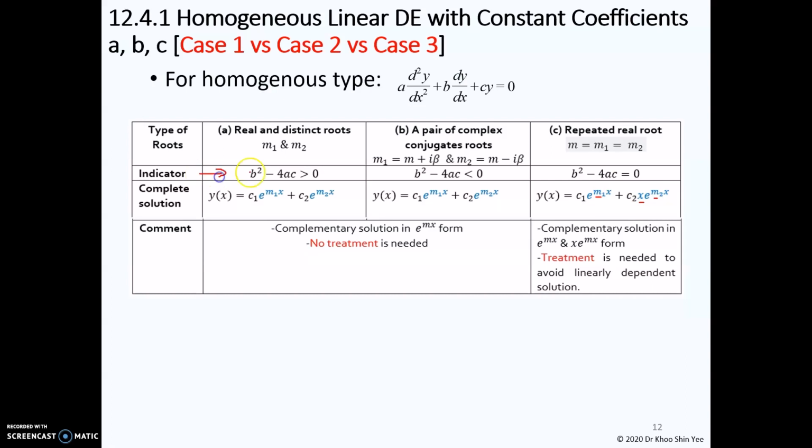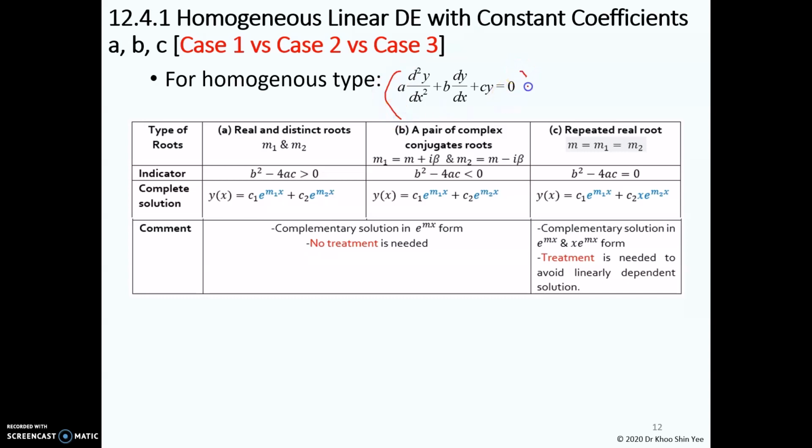We can use b squared minus 4ac as the indicator for these three cases. For example, if you compute b squared minus 4ac, and this value is greater than 0, then m1 and m2 are real and distinct roots. If you obtain b squared minus 4ac less than 0, it will be the second case where you have a pair of complex conjugate roots. Lastly, if it is equal to 0, then you will obtain the third case where you have repeated real roots.